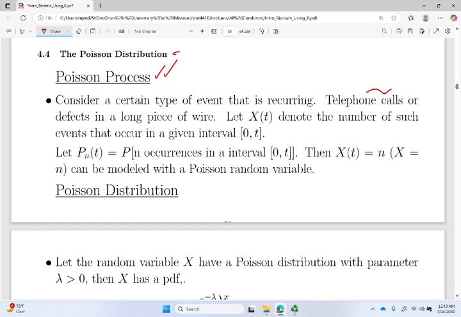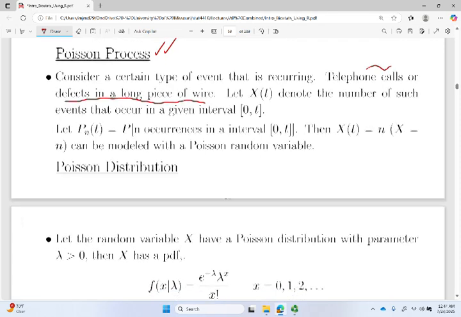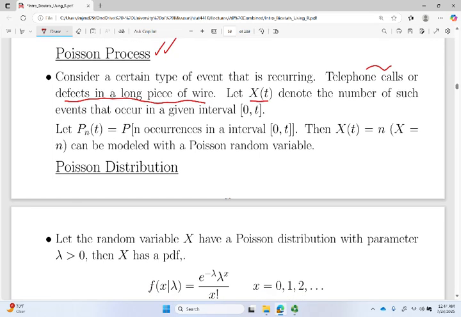Telephone calls recur. And maybe we want to know the probability that we get 3 phone calls, or 2, or 1, or 0. Or it could be, let's say we have a long piece of wire and we want to count the number of defects on this piece of wire. And so the recurring event would be a defect as we progress down this wire. Note that t is a function of how long we observe telephone calls or how long the piece of wire is.